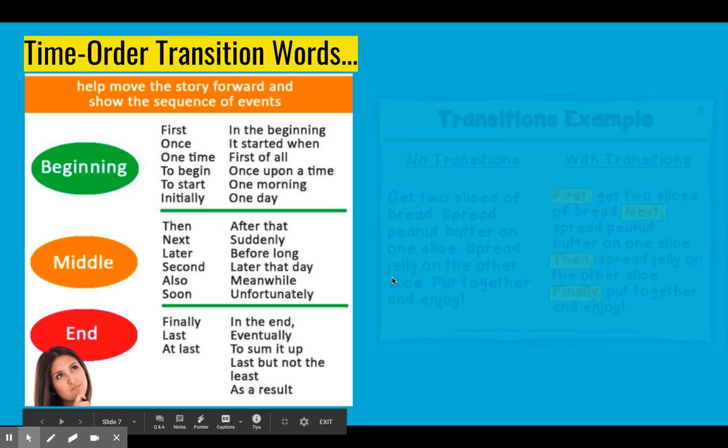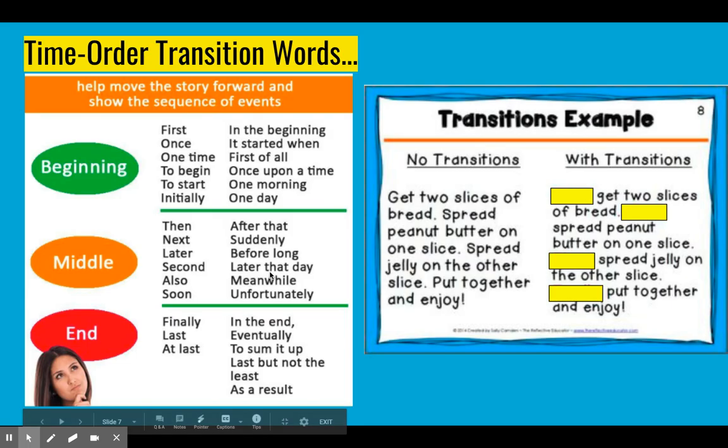So let's take a look. I have two examples here. I have an example of what someone wrote that has no transition words. And it says, get 2 slices of bread. Spread peanut butter on one slice. Spread jelly on the other slice. Put together and enjoy. Ew. All right. Well, not only is there not much sentence fluency, it doesn't really sound good to my ears. These are short sentences, but man, we don't have any transition words to help us know kind of how it goes from the beginning to the end of what we have to do.